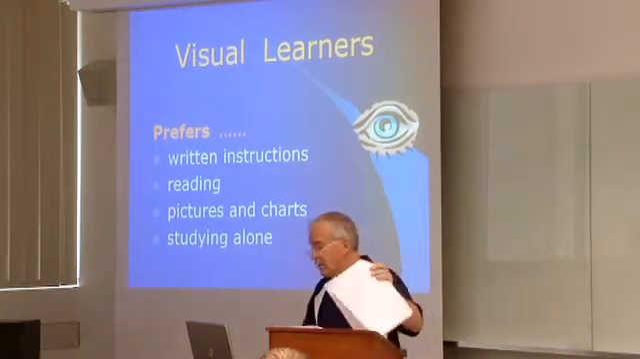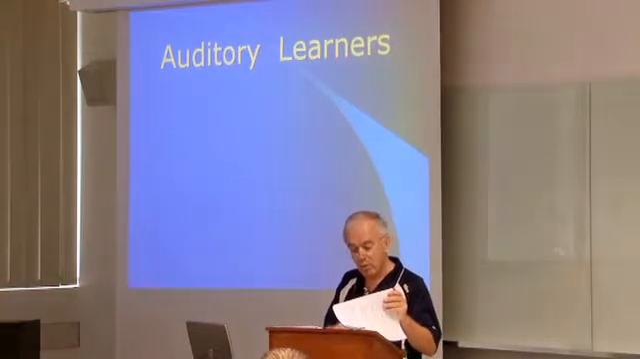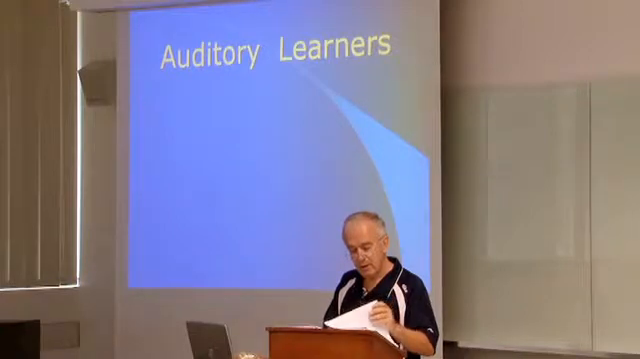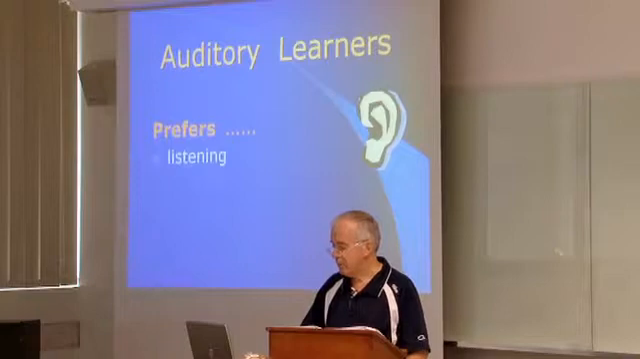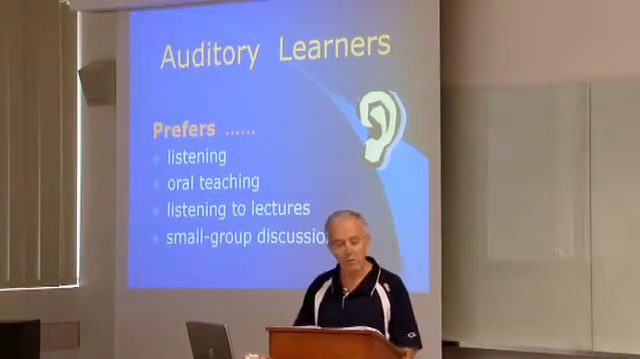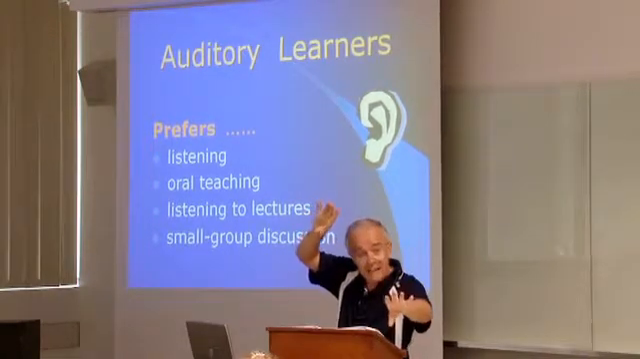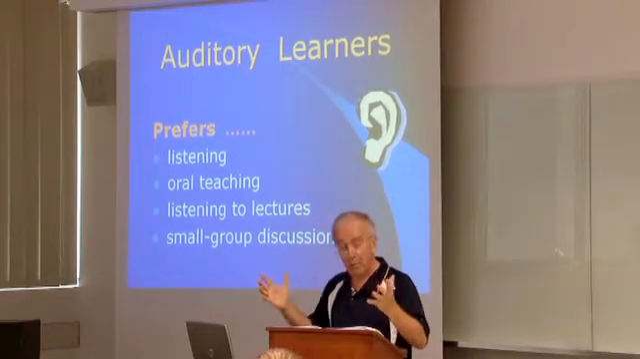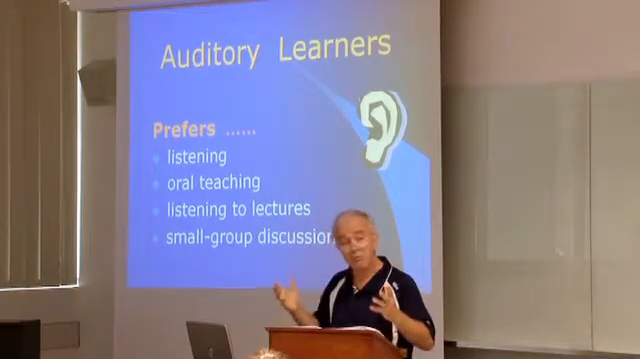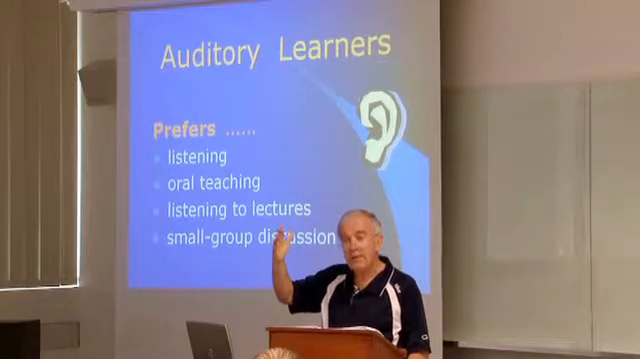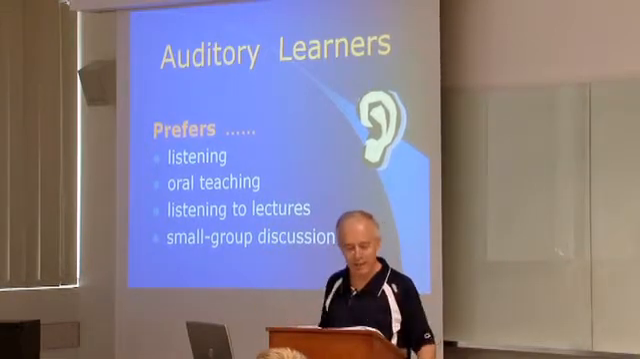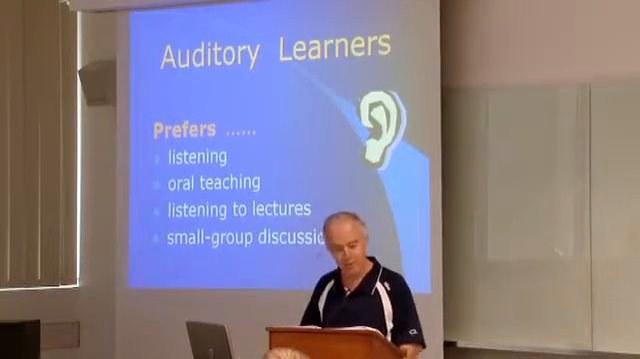All right, the auditory: the numbers are 2, 5, 8, 11, 14. The auditory people prefer listening, obviously, oral teaching, listening to lectures, small group discussion. And in the same way, you can have auditory analytical and auditory intuitive. The auditory analyticals like to hear a lecture: my first point, blah blah blah; my second point, A, B, C; my third point, etc. Where the auditory intuitives, what do they like? Discussion. Yes, they like small group discussion. They like interaction.